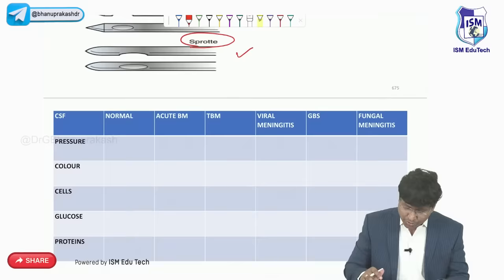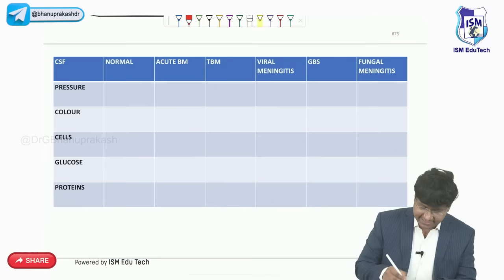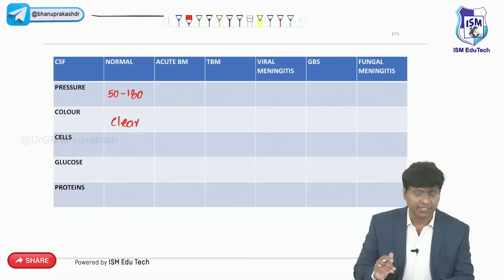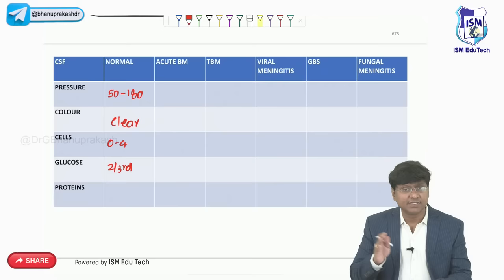And you should know the CSF. This table is very, very important, which I am about to discuss. I'll tell you the normal CSF picture and compare bacterial, tubercular, viral and fungal meningitis and even Guillain-Barré syndrome. Normal CSF pressure will be 50 to 180 millimeters of water, and normal CSF will be clear like water. The number of cells will be 0 to 4 per cubic millimeter, predominantly lymphocytes, sugars will be 2/3 of the plasma sugars, and proteins will be 15 to 45 milligrams percent.